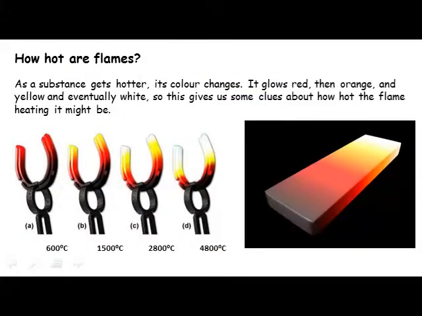When solids get hot, they begin to glow. Firstly a red colour, then orange and yellow, and eventually white as they get hotter and hotter. Small solid particles in flames get hot and glow, giving us an idea how hot the flame is.